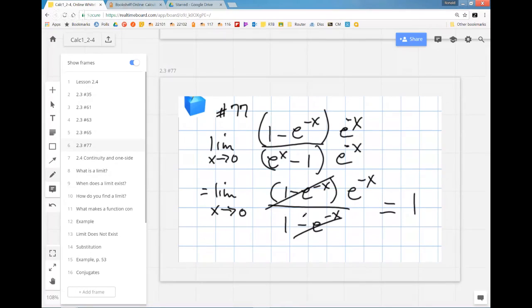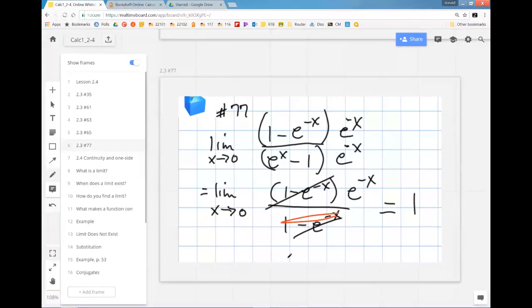And then when you multiply e to the x times 1, you get e to the x. And now, 1 minus e to the x, I can cancel those two quantities. That whole thing cancels there, and all we have left is e to the negative x. Now, can you substitute in a 0? Yes. And the result is 1. So that one was a bit on the tricky side.